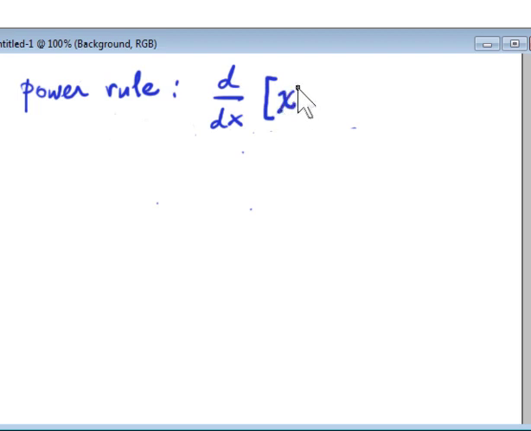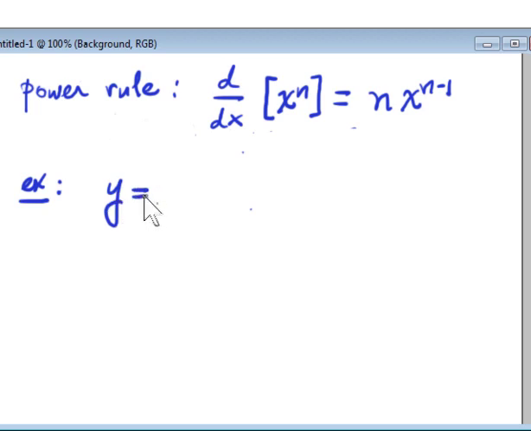So remember the power rule for differentiation is as follows. When we take the derivative of x to the n, that's equal to n times x to the n minus 1. So the example is similar to an example that we had on the previous quiz. I just wanted to review this. Here's our example.